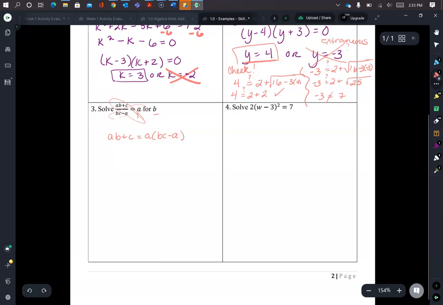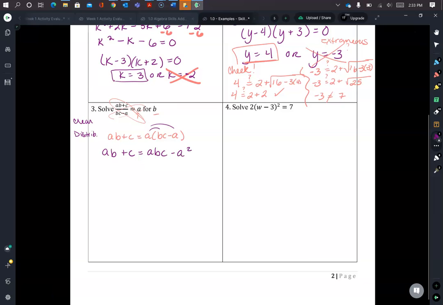Now, because I have that b trapped up in parentheses, I need to get it released. So I'm going to distribute. So clear, distribute. Okay. So I'm going to free it up. ab + c on the left. Then I have abc - a squared on the right.